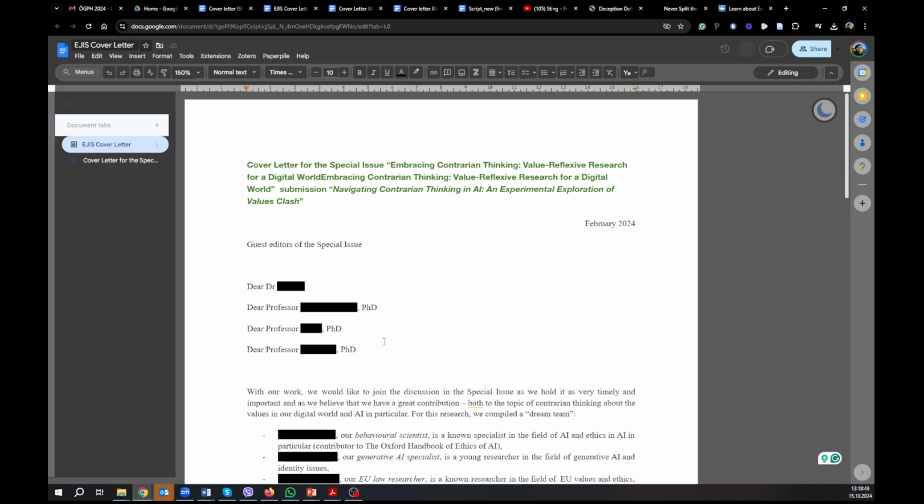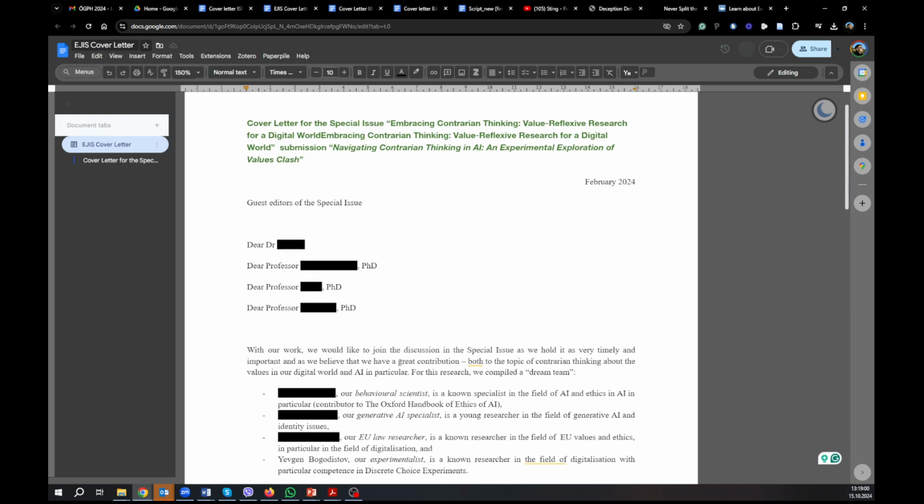Second, we don't have to dock to all the papers in this journal, because the discussion may even be new to this journal. That's why they start a special issue. They want to show something new. That's why you dock here to the description of the special issue. Go to the special issue and read there what they want to have. So with our work, we would like to join the discussion of the special issue, as we hold it to be very timely and important, and as we believe that we have a great contribution, both on the topic of contrarian thinking about the values in our digital world and AI in particular.